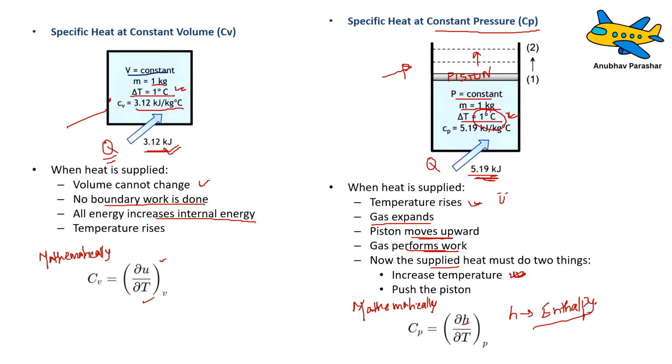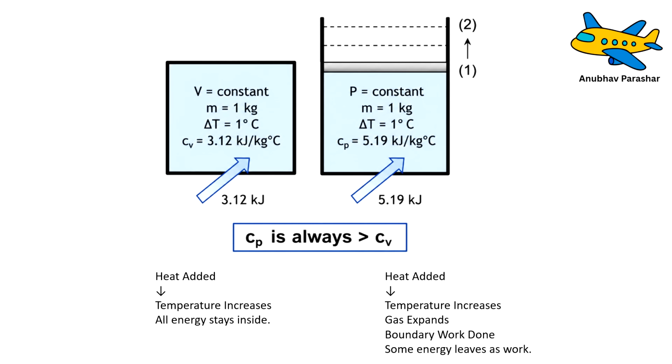H is enthalpy, right? dH by dT at constant pressure P. Mathematically, those terms we'll learn later on whenever we are trying to do something. Now you understood this concept. The value of Cp will always be greater than Cv.